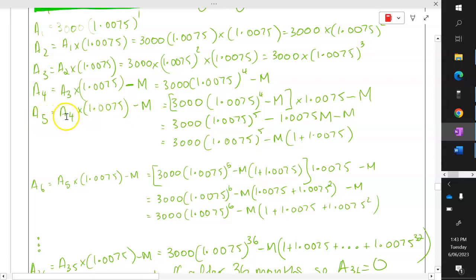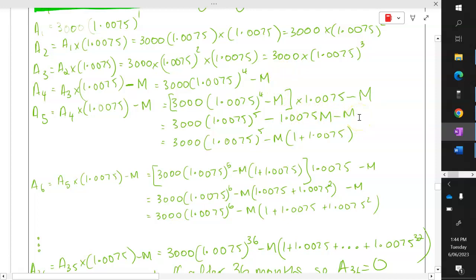So for month 5, we're going to get month 4, times it by the interest, take off a payment. So I'm going to pop this month here in here. Now there's an M involved, times it by 1.0075, take off the M. I'm going to expand the brackets, with this interest factor to times into here to get a power of 5, and to times by the minus M to get that in front of the M, and I take off the M.